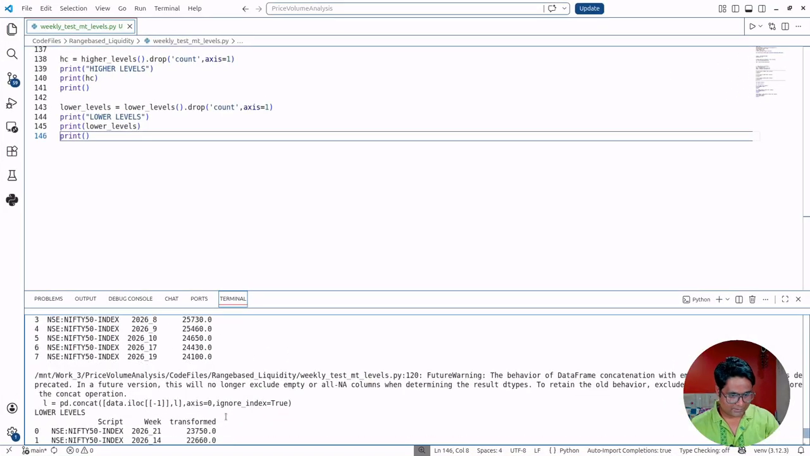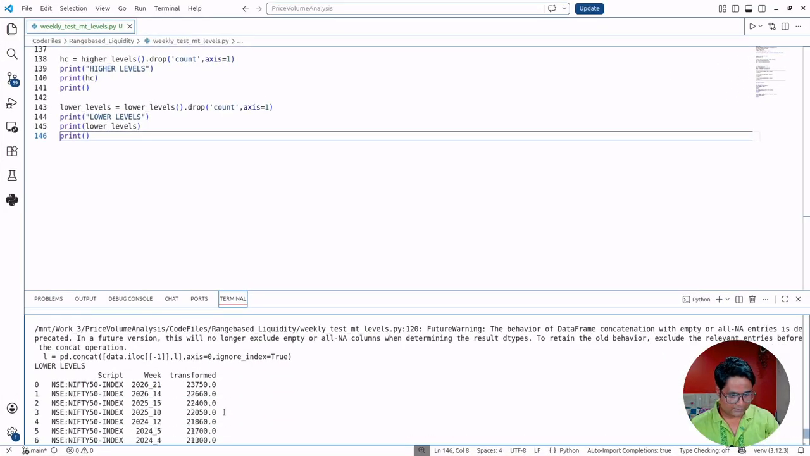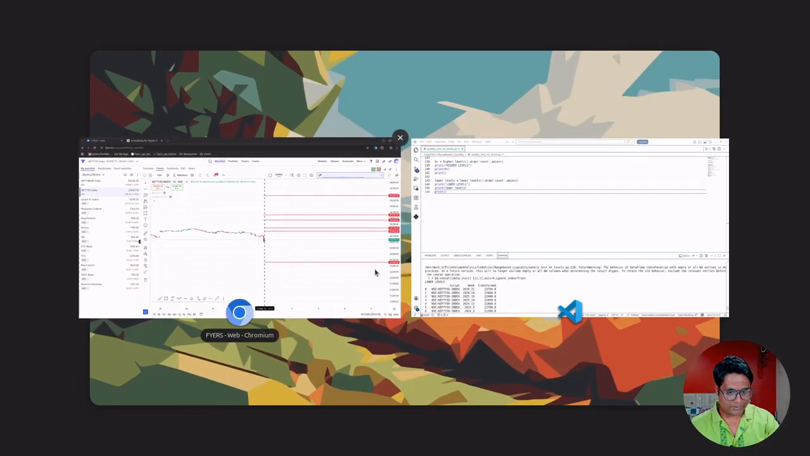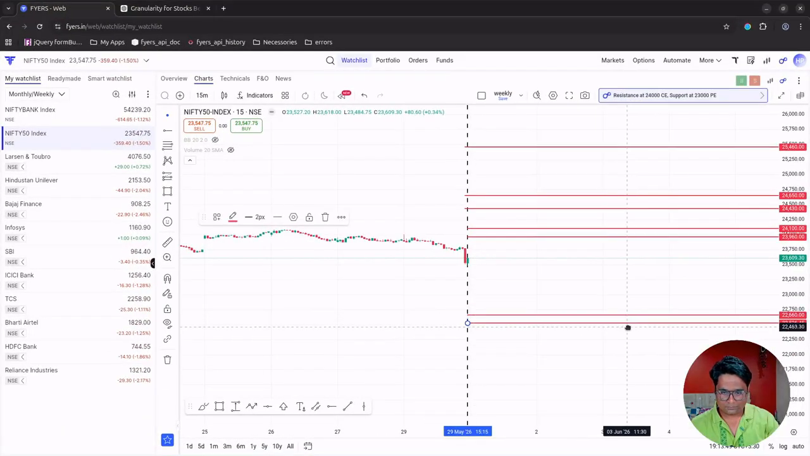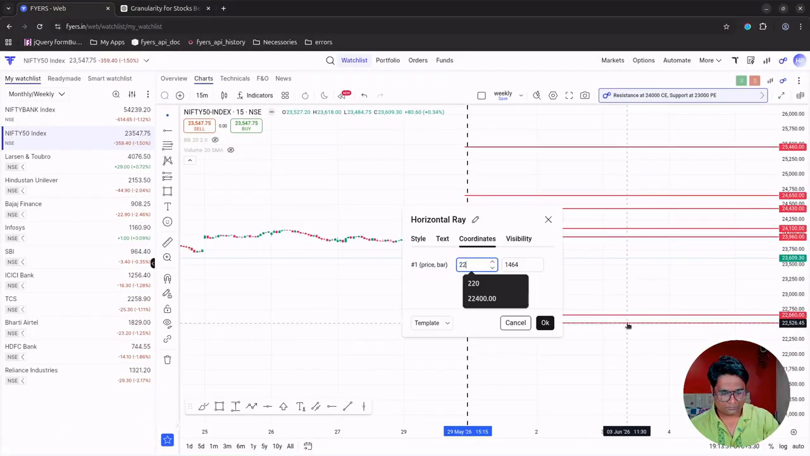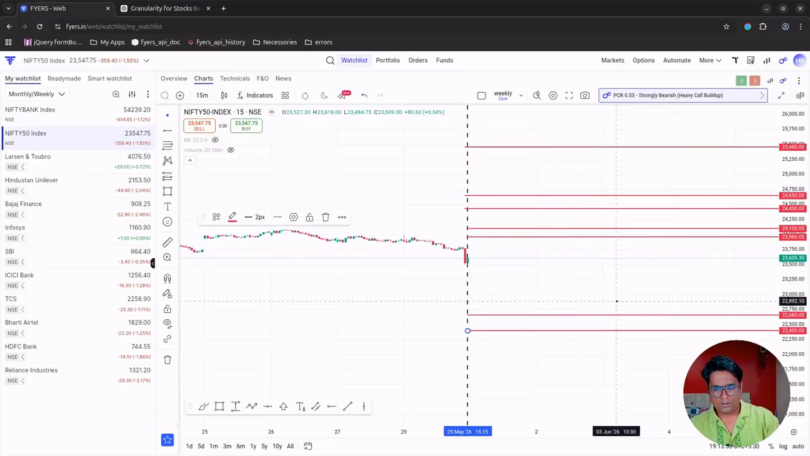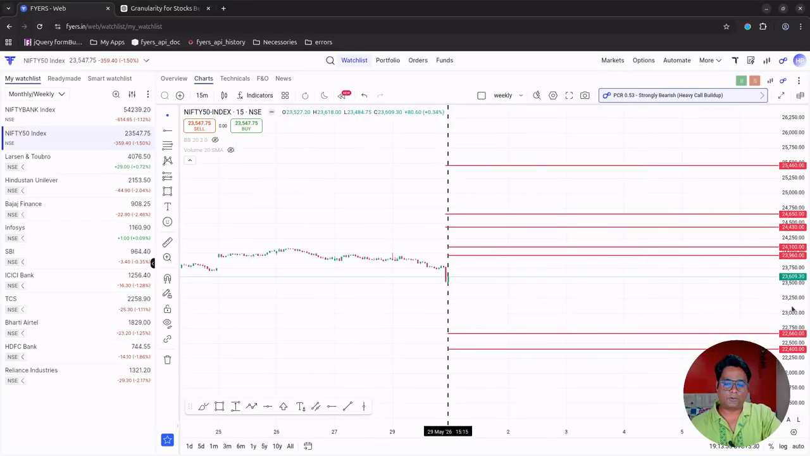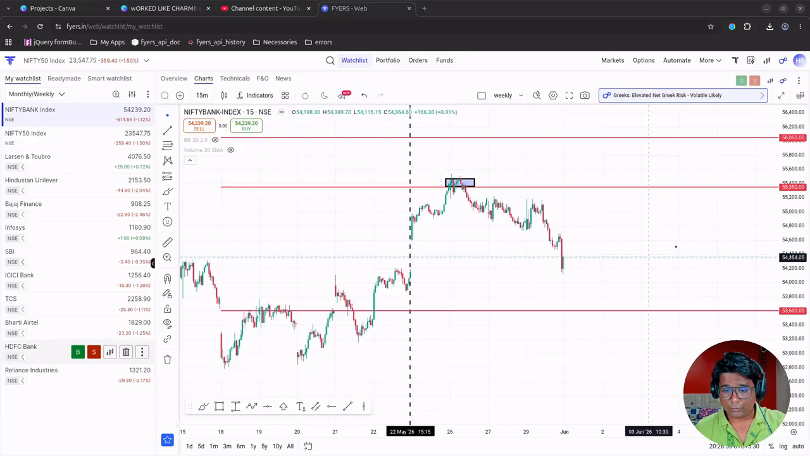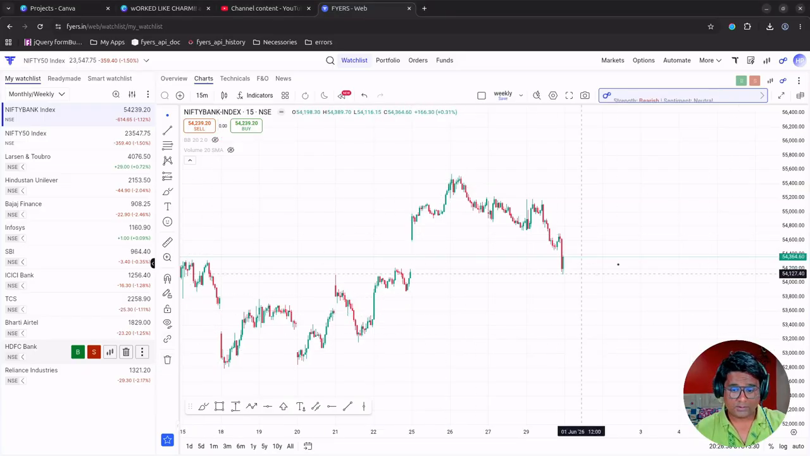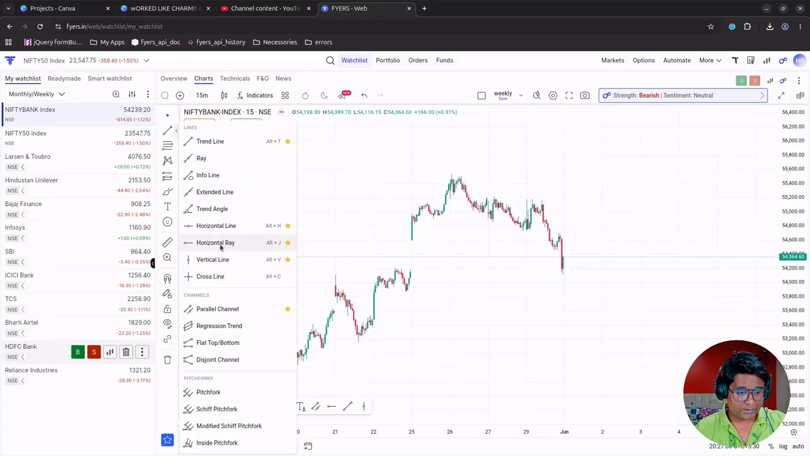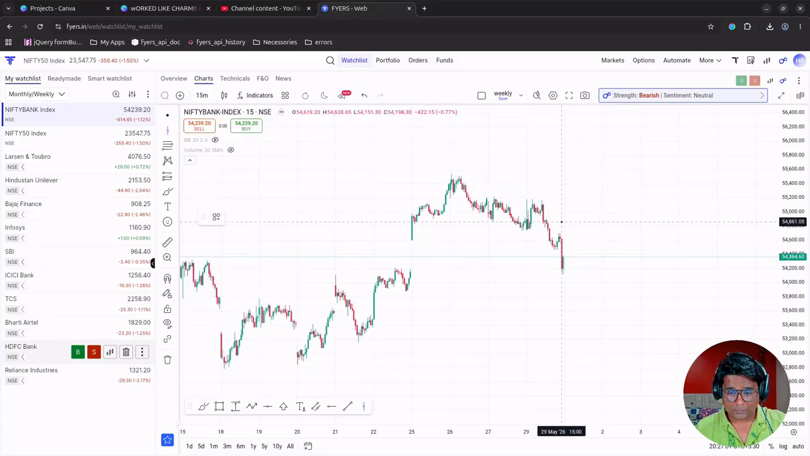22,660, and let's get the level below 22,660, 22,400. So yes, these are the levels for the next week. Now for the Nifty Bank, I'll delete these levels, and let's get the levels for next week.